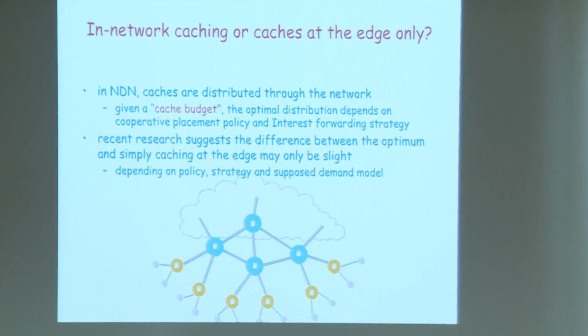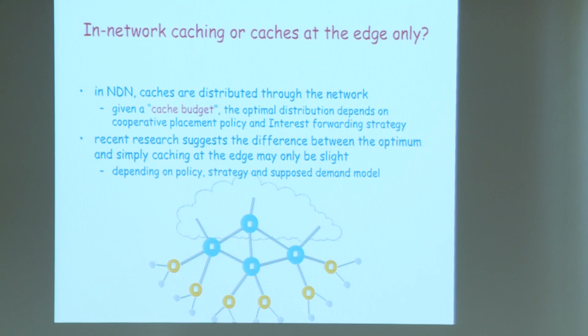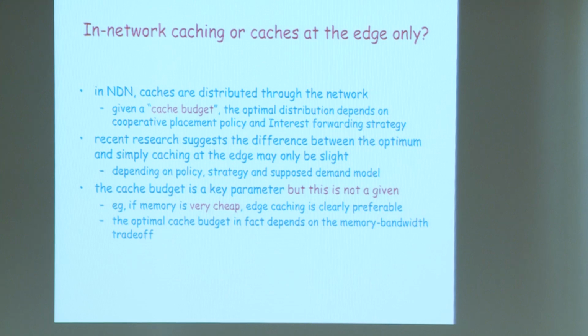You want to know where you should put that cache, how you should distribute it, say between the edge here and between the core, the center of the network. People have done this research. A lot of people have observed that if the cache budget is big enough, then it turns out that the strategy of simply caching at the edge, forget about caches here and just cache here at the edge, is not much more expensive than the optimum. Obviously, the optimum is going to put a bit of cache here and there and everywhere. And actually, the optimum will tend to push the cache down the network as the cache budget increases. But an objection I have to this was that the cache budget is not a given.